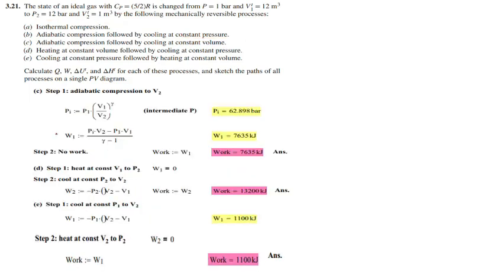In a similar way, in part C, you can also do a similar type of calculation. In this part, you do the adiabatic compression and then the cooling at constant volume. Try to do it by yourself. The rest of the calculations are also similar. Try to do these calculations by yourself.